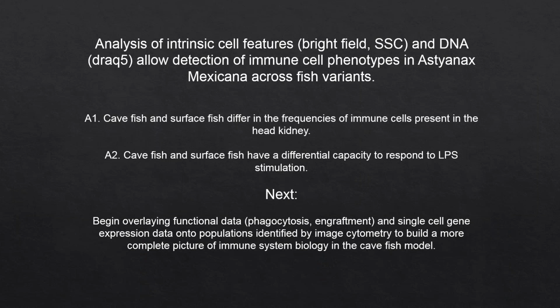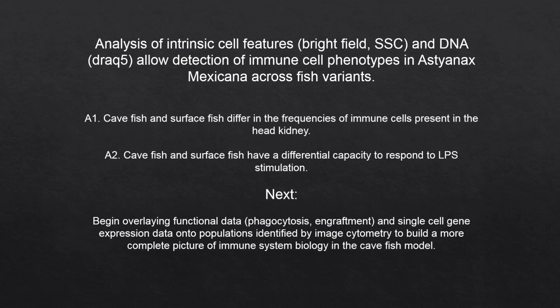So just to wrap up that first little story, essentially, yes, we can detect differences in frequencies of different immune cell types based on morphology, using no antibodies, in the head kidney tissue from K-fish versus surface fish. And second, it does look like there's a differential capacity of these different populations to respond to LPS stimulation. So we really need to follow that up, go in and have a closer look at what those cell types are, and then build in some other assays to try and understand, biologically and mechanistically, what's occurring there.